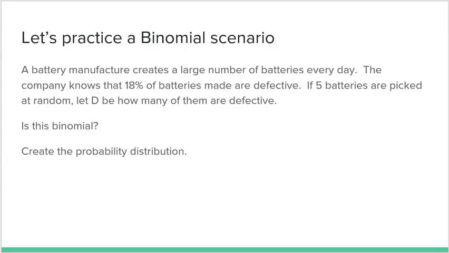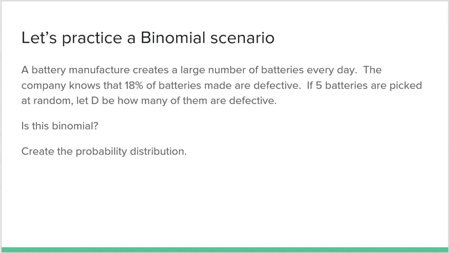All right, so let's practice a binomial scenario, because if you don't understand a binomial scenario, then you're certainly not going to be able to understand the mean and standard deviation, which are the parameters. So here's an example. A battery manufacturer creates a large number of batteries every day. The company unfortunately knows that 18% of batteries made are defective. If 5 batteries are picked at random, let D be how many of them are defective. First question: is this binomial?